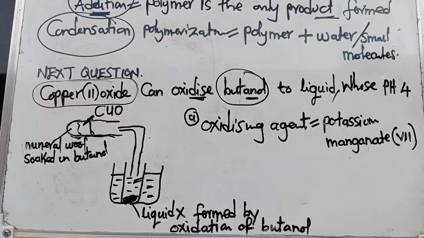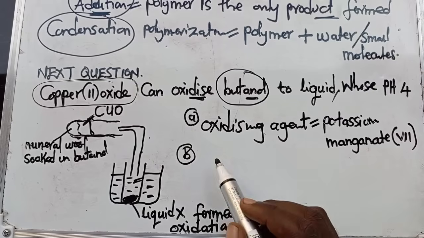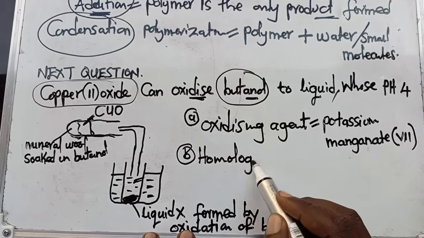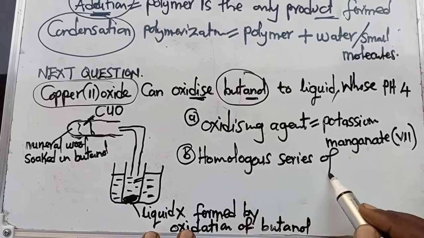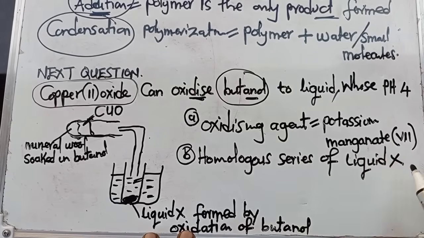You can also be told another question to say, which homologous series does liquid X belong to? Have you seen? So they are telling you to say which homologous series. Homologous series of what? Homologous series of liquid X, the liquid X that is formed by oxidation of butanol.